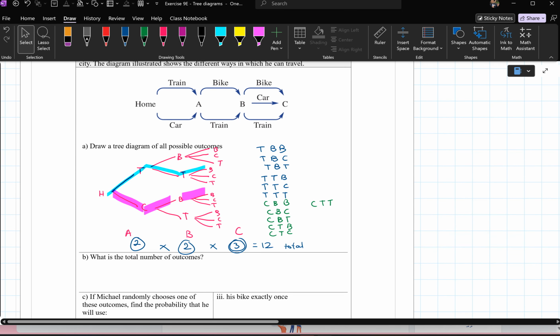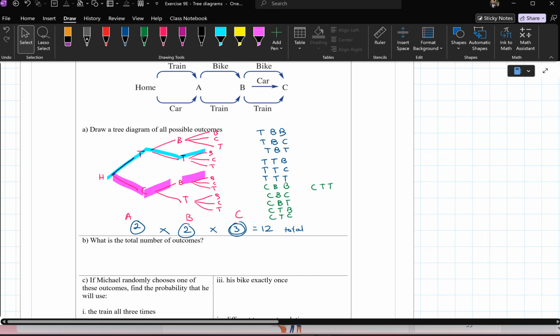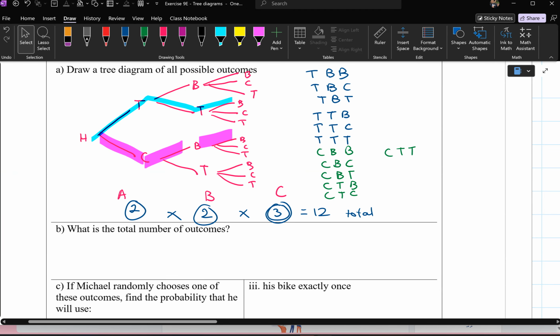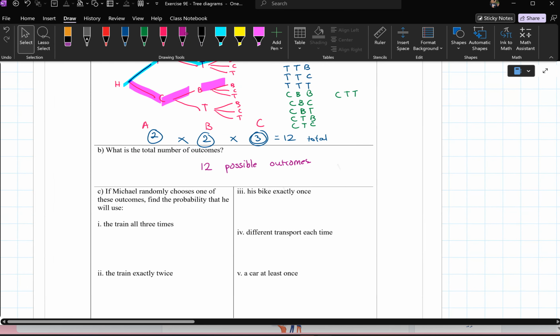Got 12 total. Can I get a show of hands who drew this tree diagram correctly? Hands up. Very good. That's very good. That's what exercise 90 is. That's about you illustrating it and then calculating it. Once you got the tree diagram, answering is much easier. We can say now there are 12 possible outcomes. And now let's answer the questions.